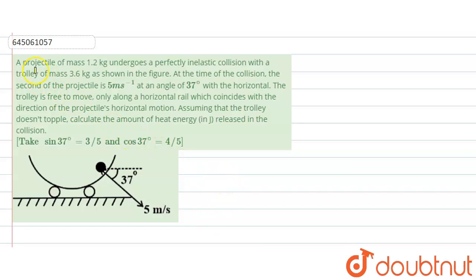Hello everyone, let us start with our question. So in this question, what is given? There is a projectile of mass 1.2 kg that undergoes a perfectly inelastic collision with a trolley of mass 3.6 kg, as shown in the figure. Now in case of a perfectly inelastic collision, both the objects which are colliding move with the same velocity.